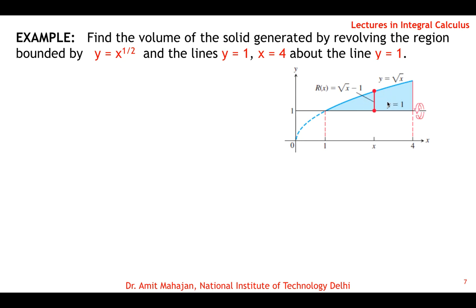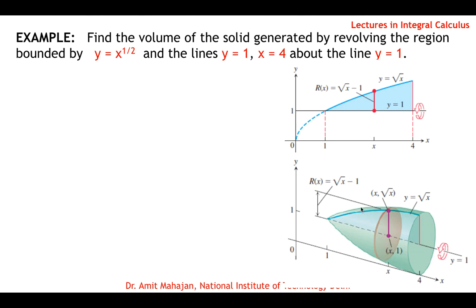It is said that this plane region is rotated about the y is equal to 1 line, which is part of this plane. If this region is rotated about this line, it will generate a volume of this form, where at any general point the cross-sectional area will be a disk. So the cross-sectional area will be pi r square, the area of this disk.